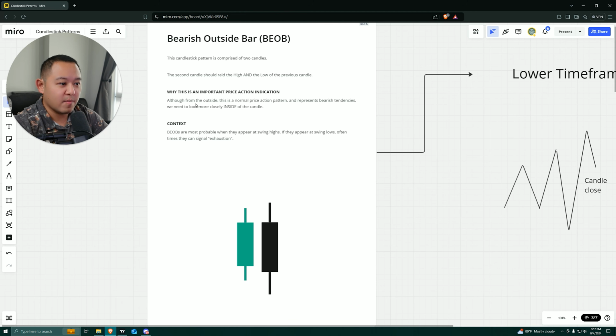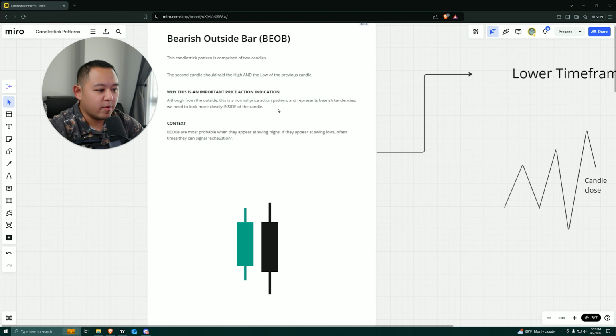All right, so from the outside, this is a normal price action pattern and represents bearish tendencies, but we need to look more closely at the inside of the candle. All right, so BEOBs, or bearish outside bars, as James 16 used to refer to them, are most probable when they appear at swing highs. If they appear at swing lows, oftentimes they can signal exhaustion. Now, when we dive into the lower time frame, you'll know exactly why I find these candles so important.